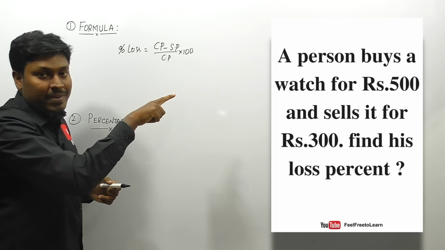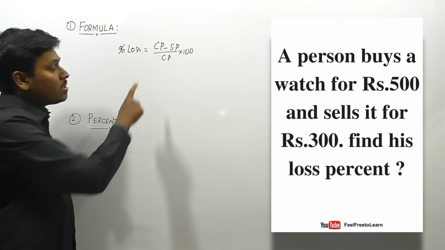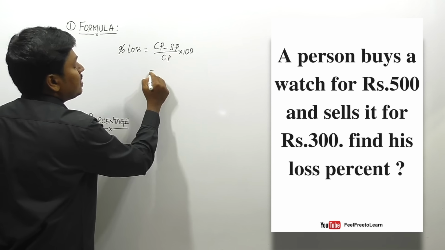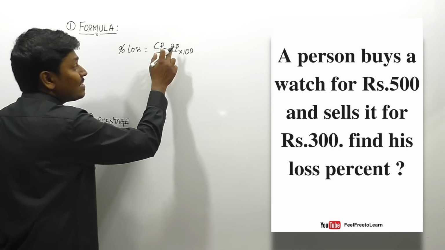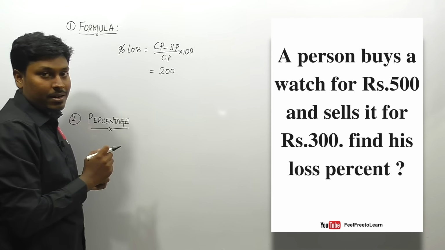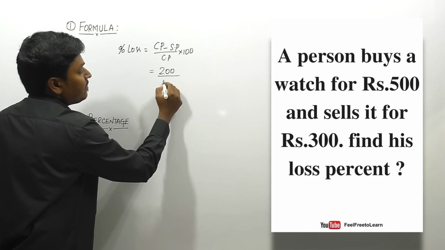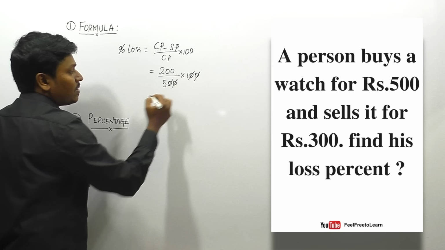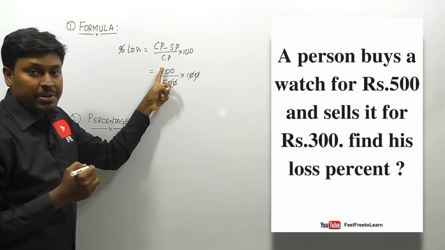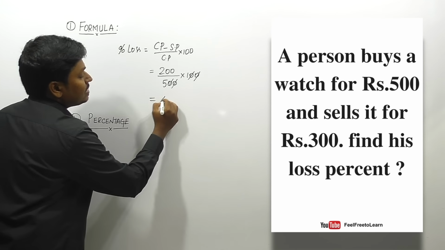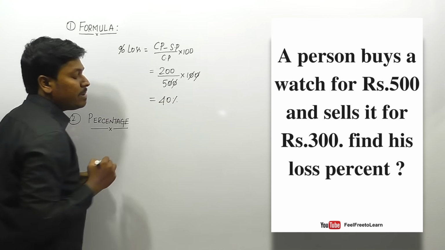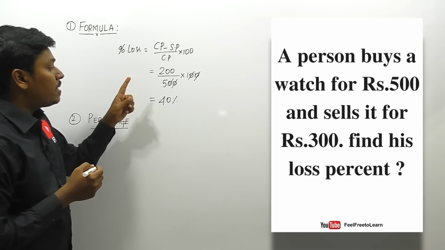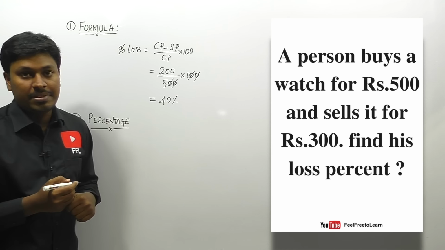Here the cost price is 500 and he sold it for 300. So 500 minus 300, the resultant will be 200, divided by the cost price, which is 500, into 100. So we can easily cancel the zeros. 5 into 4 will be 20, so 40. So finally we can say that 40% will be its loss. By using the formula method, we obtain the answer 40%.